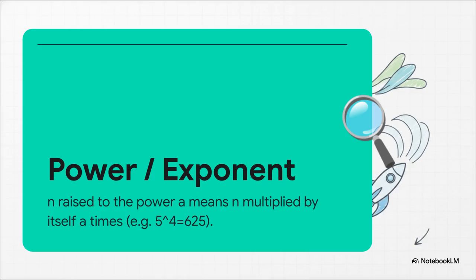That is the number being multiplied. The a is the exponent. That tiny little number hovering up at the top tells the base exactly how many times it needs to multiply by itself. So if we take the example of 5 raised to the 4th power, it's not 5 times 4. Nope. It's 5 times 5 times 5 times 5. And that gives us 625. Basically, the base sets the foundation, but the exponent, that is the engine of the growth.